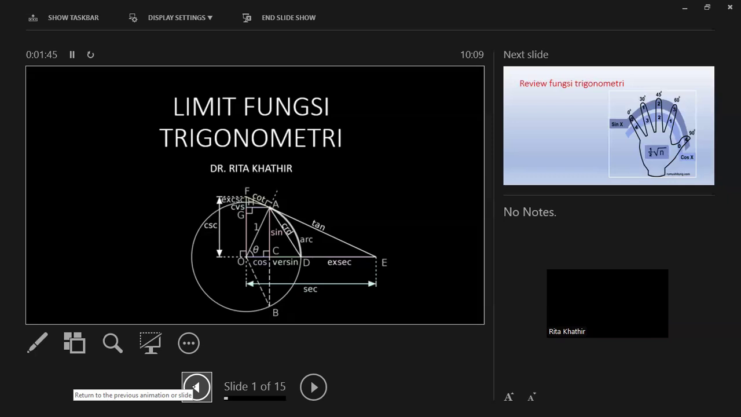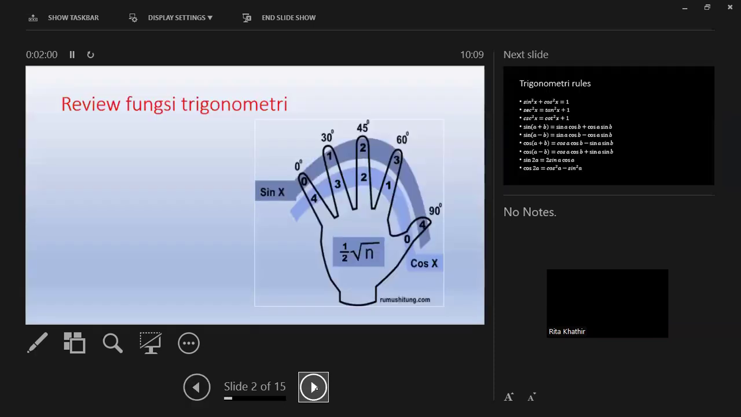So our topic today is to discuss the limit of trigonometric functions. Sorry for my slide, because some of it is still in Indonesian language. And as a review, we can discuss how we can remember trigonometric functions easily. So here I show you that we can use our hands.